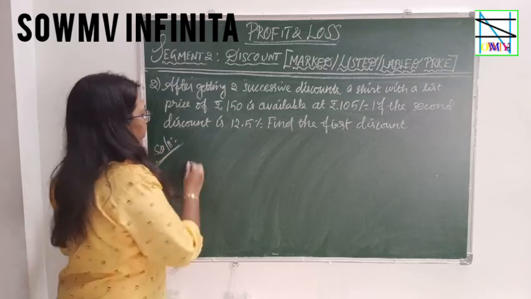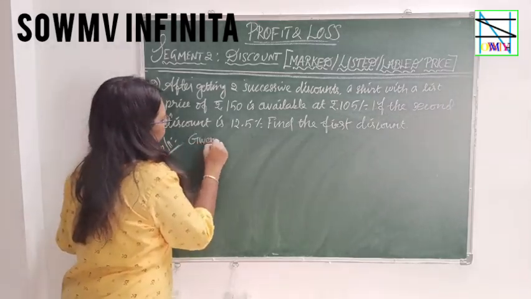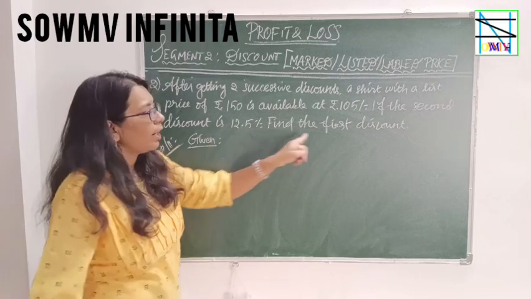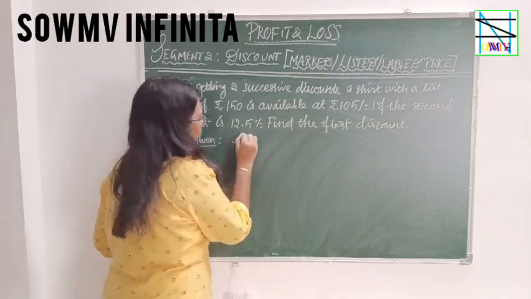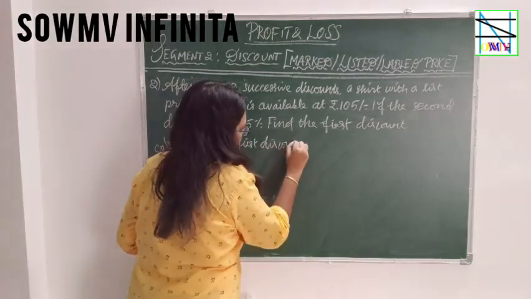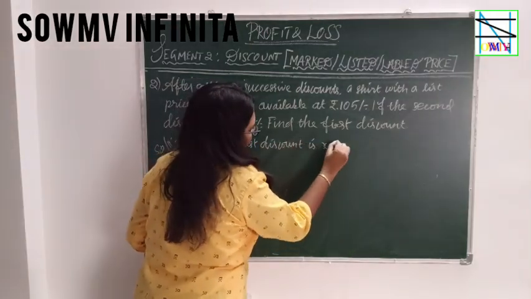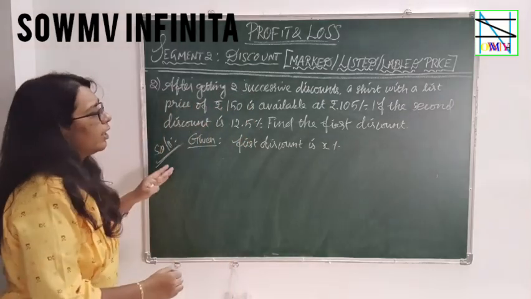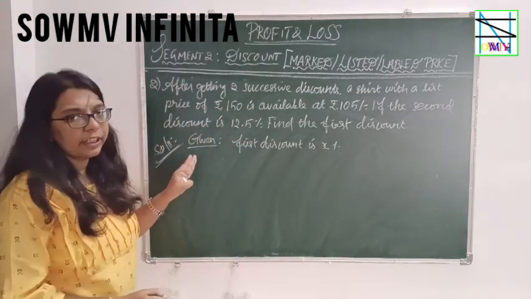So, given conditions are, find the first discount. This is the another thing. So, first discount is X percent. Okay, then we can go for the condition.